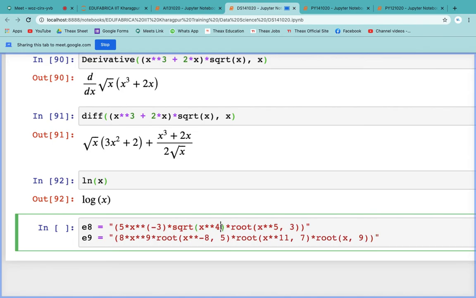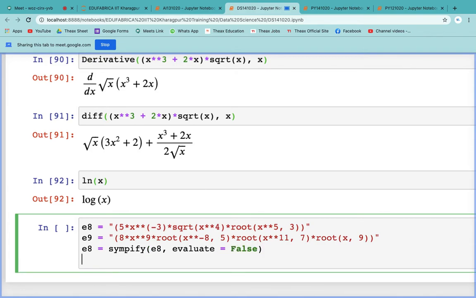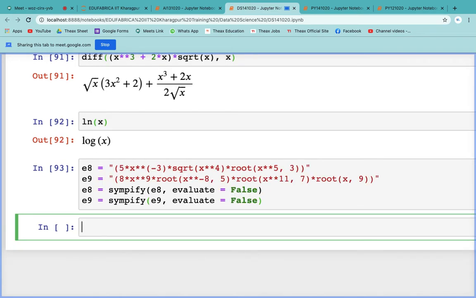Somewhere I have missed a bracket, I think. 8, then the x, then the 5, then the x again, then the 7, then the root, and then the two brackets. Okay. Now do one thing. Write the first equation as simplify of that. So simplify of the E8 and write evaluate equals false. Same goes with E9, or whatever your equation name is. E9, evaluate is equal to false. No errors, right?